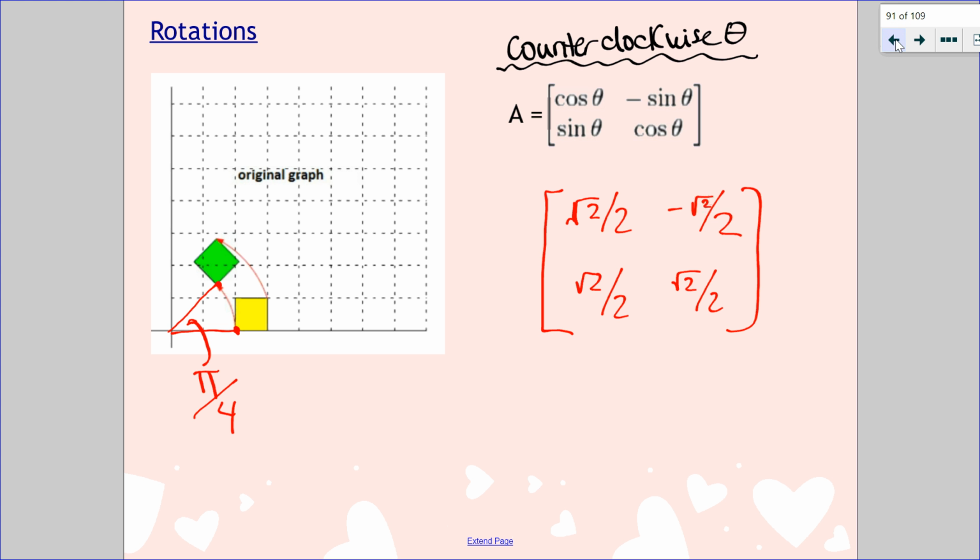If you want to do it the other way, would you just... You'd plug in negative pi over 4. Oh, yeah. So you want to rotate the negative, the clockwise rotation.